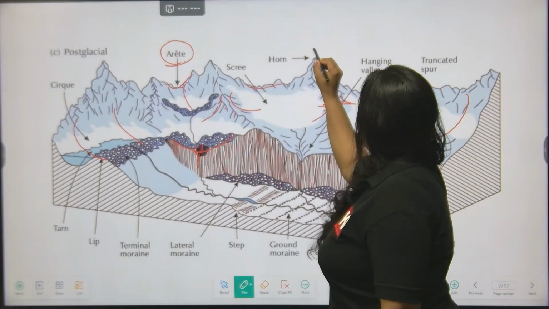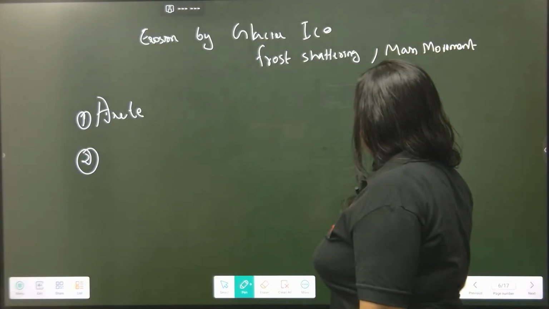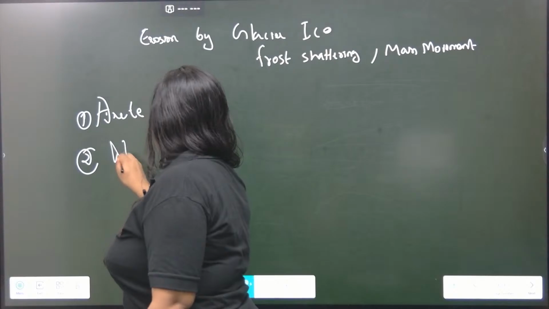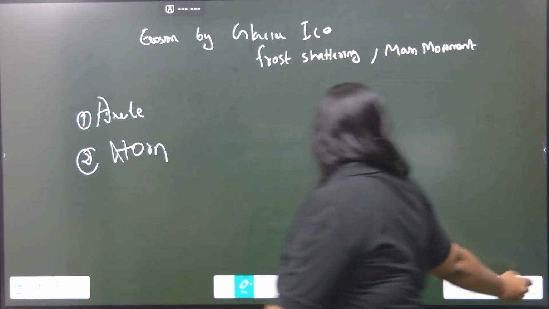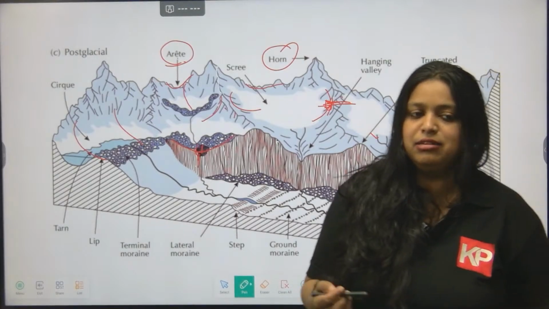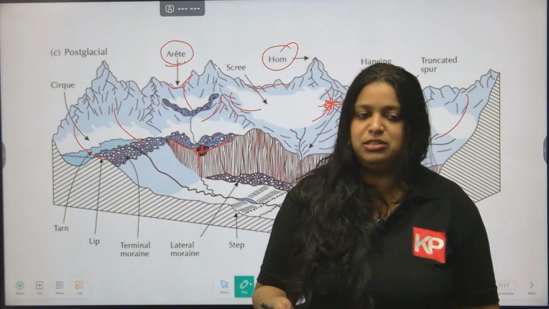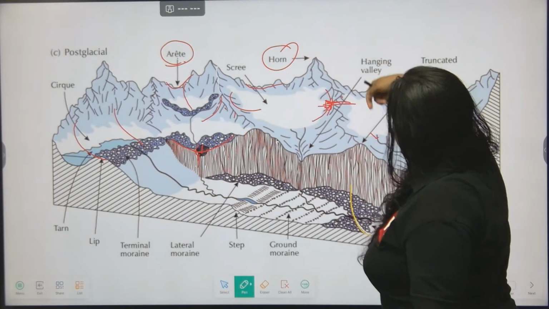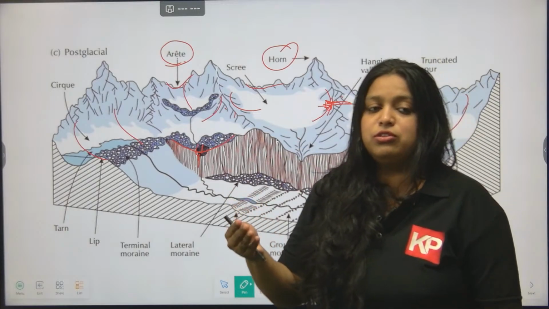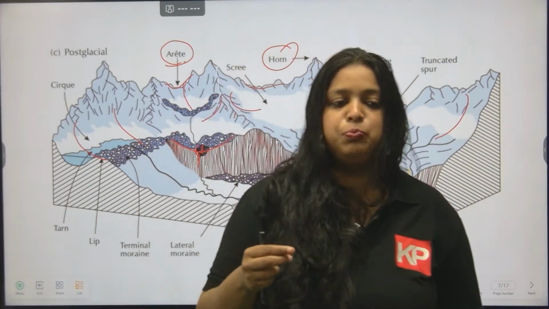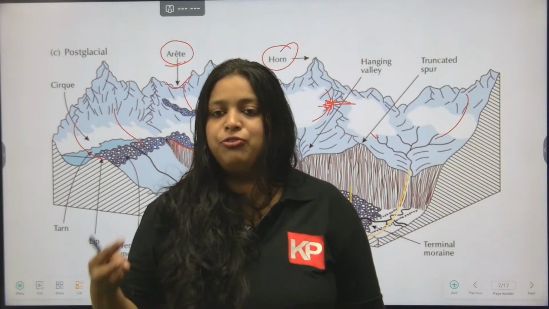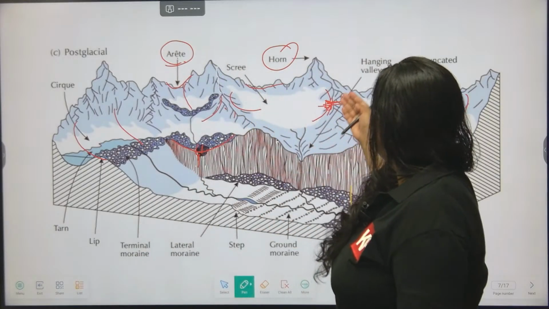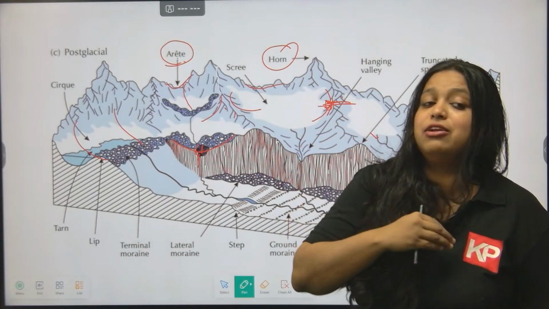Next terminology is horn. H-O-R-N. If three or more cirques are forming, that causes formation of a peak. One cirque is on this side, another is over here, another on the other side. This causes formation of a peak on the top. This peak formed by the intersecting walls of three or more cirques is called a horn. Horn and arete are very important terminologies.